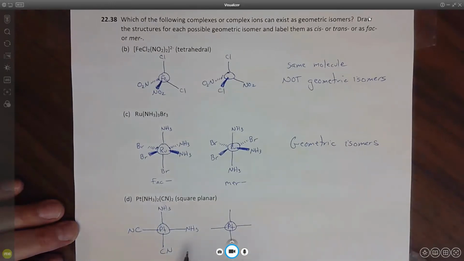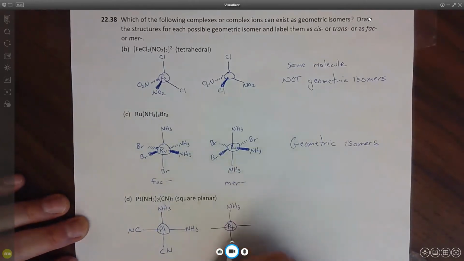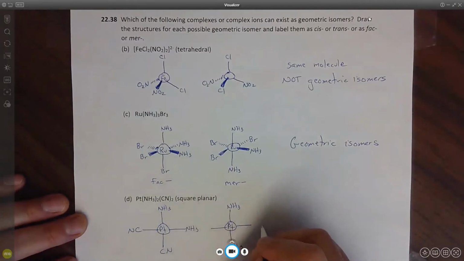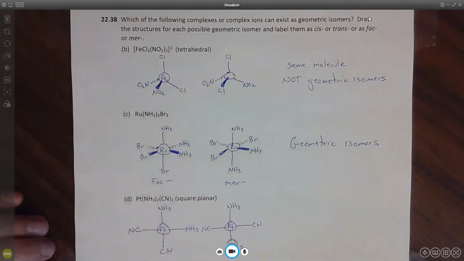Okay, now we need to make another molecule that isn't the same. In other words, we can't rotate it and get the same. So the way I'm going to do that is I'm just going to put the ammonia on top and the bottom this time, and then the cyanides on either side. So now we can see that if we try to rotate this molecule, there's no way to rotate it so that the ammonias are going to be opposite one another again.